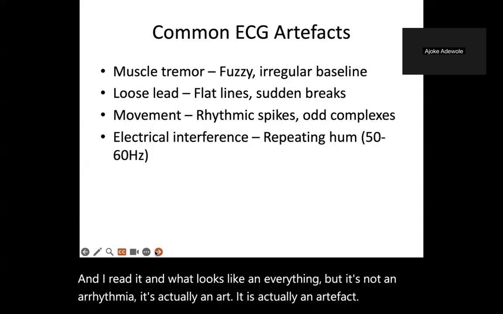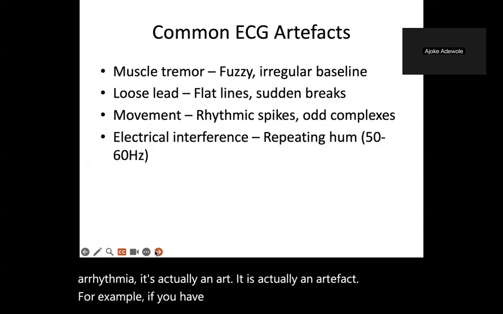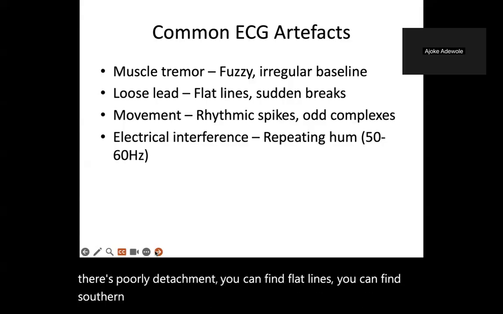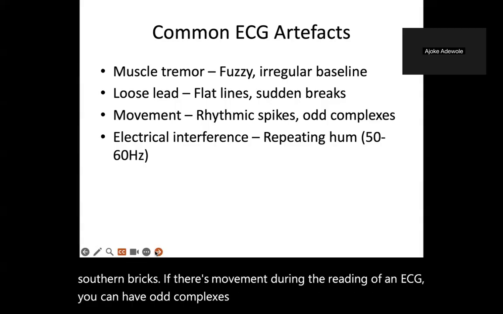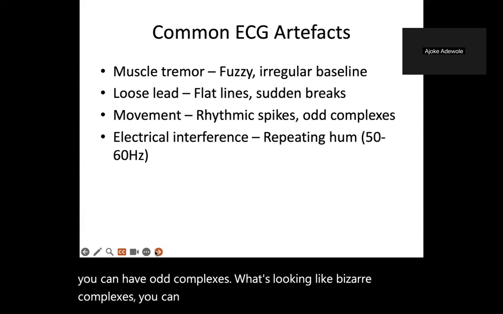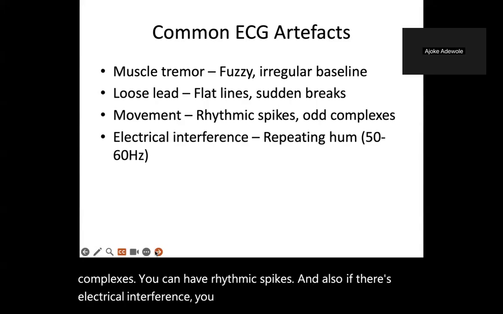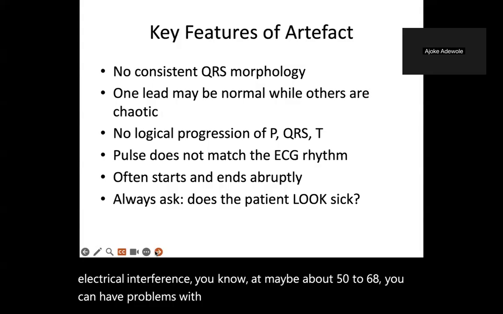For example, if you have loose leads, let's say there's poor lead attachment, you can find flat lines and sudden breaks. If there's movement during the reading of an ECG, you can have odd, bizarre-looking complexes and rhythmic spikes. Also, if there's electrical interference at about 50 to 60 Hertz, you can have problems with your ECG strip as well.